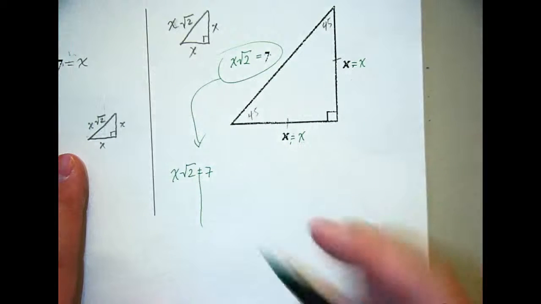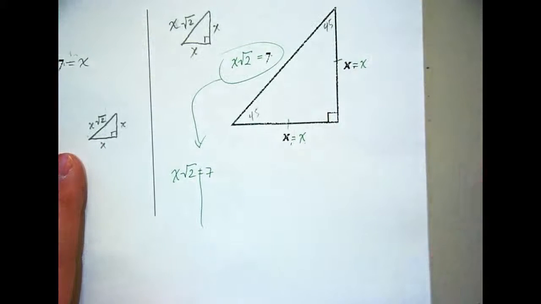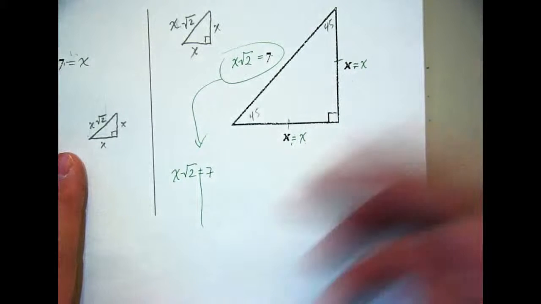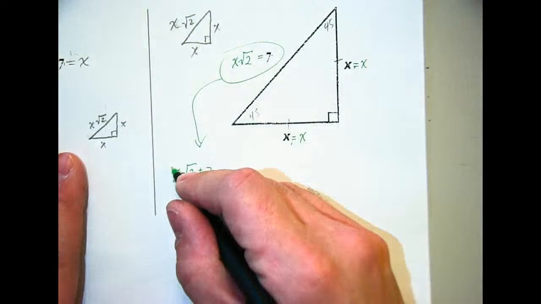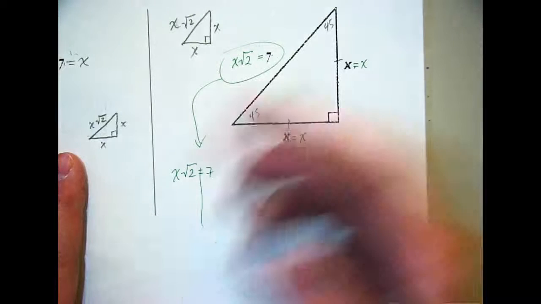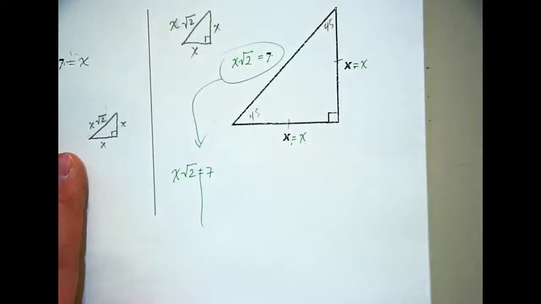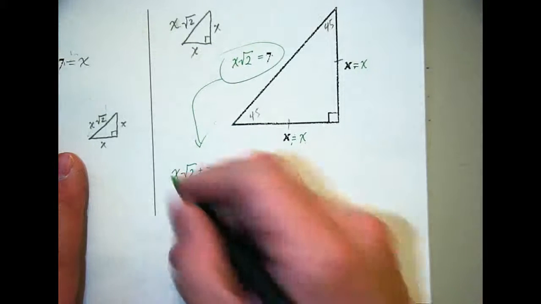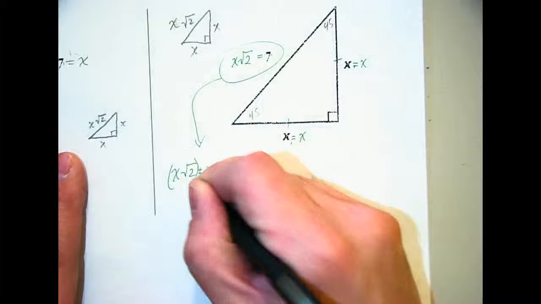Okay, now some of you would square it. Now that's a valid way to do it. So if you squared both sides, I'll work through that way first. Now that's not the way I generally do it, but that's not the way I learned it. So you could square both sides.